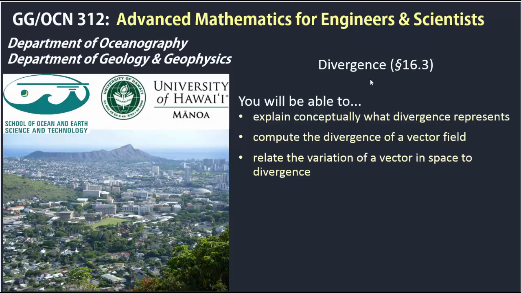The divergence of a vector field is the topic of this video. This quantity appears in so many equations describing physical phenomena in potential fields, for example, fluid and solid mechanics, and so forth. After viewing this video, you'll be able to explain conceptually what a divergence represents. You'll be able to compute the divergence of a vector field if you're given how that vector field varies in space. And importantly, you'll be able to relate the variation of that vector field in space to the divergence on a more conceptual level.